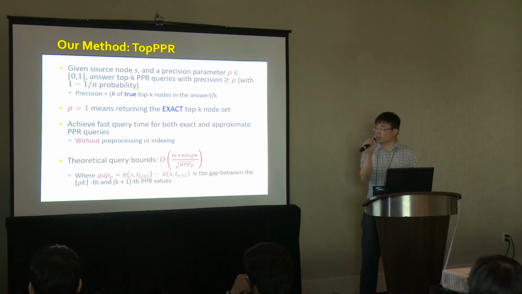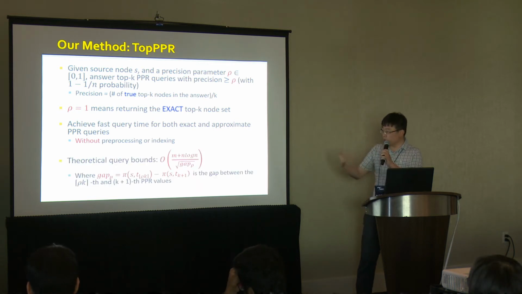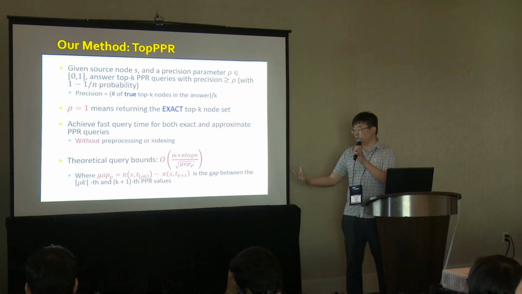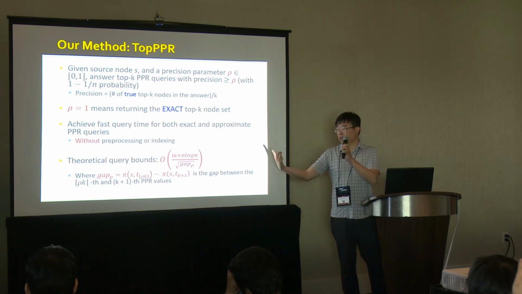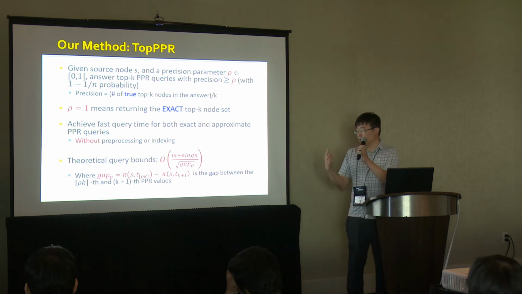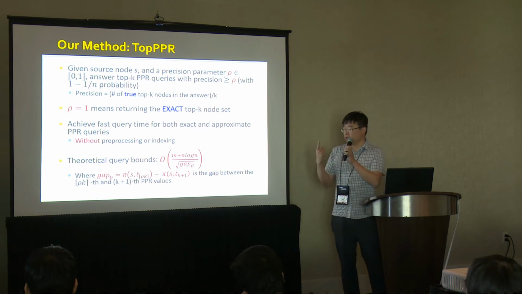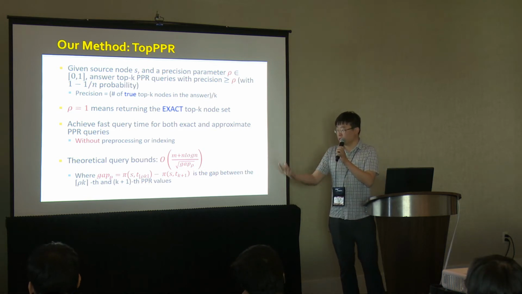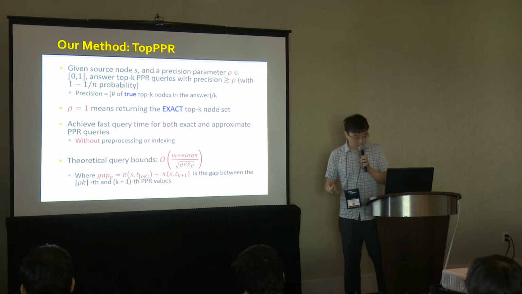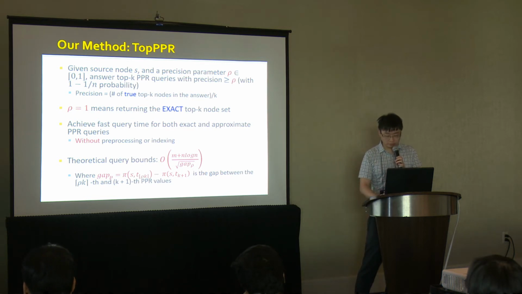Our query bounds depend on this parameter gap rho, which is essentially the gap between the rho K-th and the K plus 1 largest PPR values. If we set rho equal to 1, then this essentially means that the exact query time depends on the gap between the K-th and the K plus 1 largest values, which sort of makes sense.